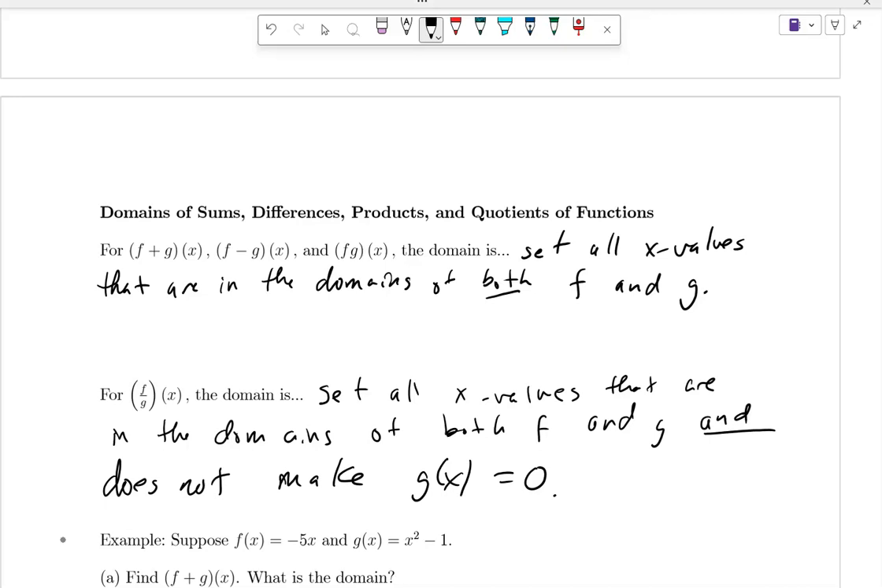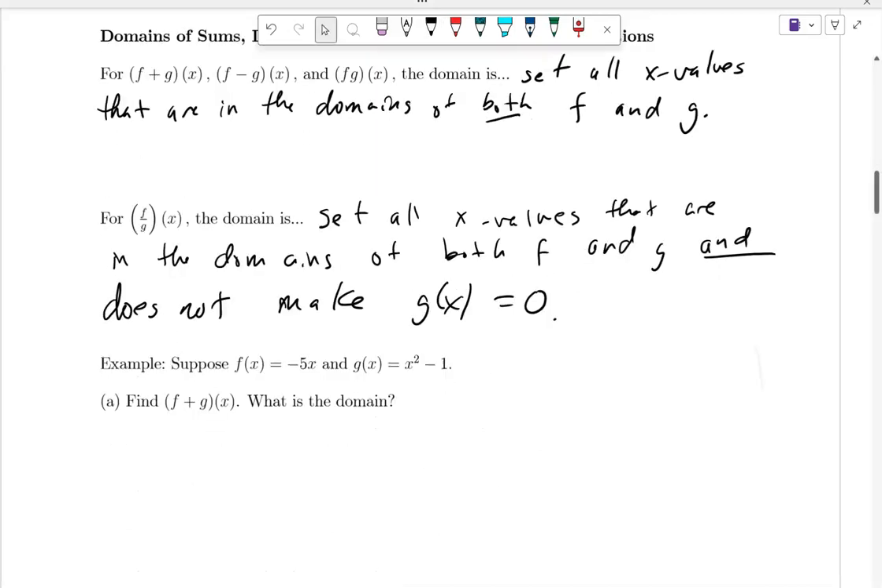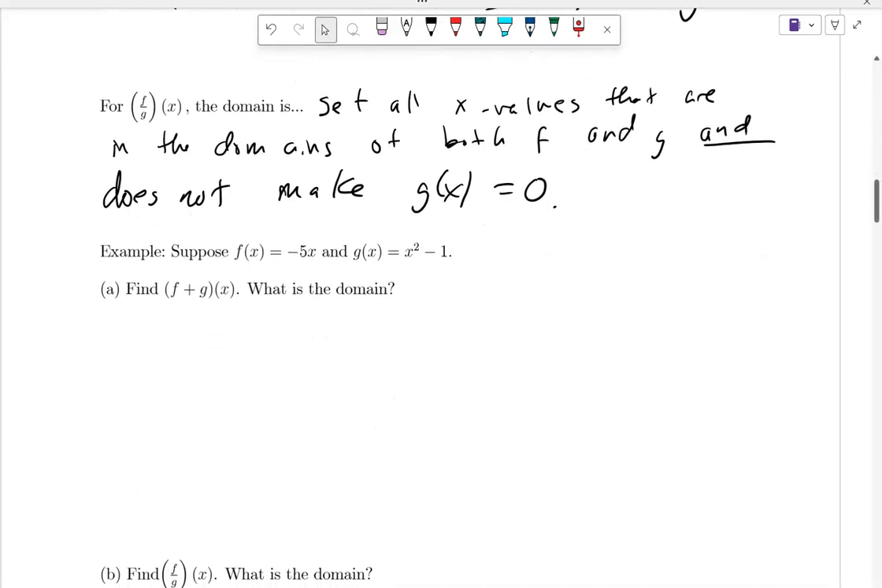So let's look at some examples. I think the examples make the case of what's going on. For the first part, it says that we've got f plus g of x. It's asking us to find it, and then asks us the domain. Again, by the definition, this f plus g of x is f of x plus g of x.